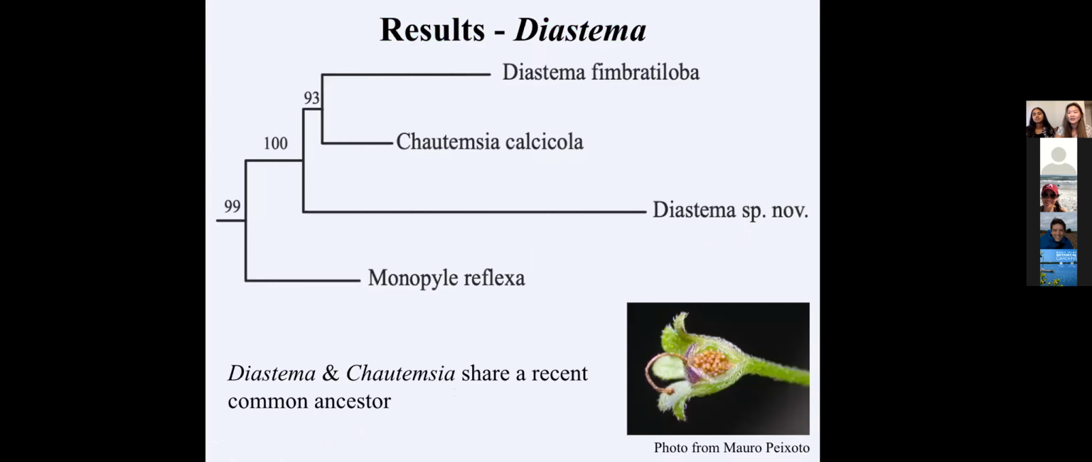And here is our last subset detailing Diastema. We can see that Diastema fimbrata is sister to Chatemsia. With Diastema species nove, we see another lineage from Peru that is basal, which means the common ancestor gave rise to Diastema species nove, and it also gave rise to Diastema fimbrata and Chatemsia. The common ancestor has lobed leaves, and previously it was unknown.